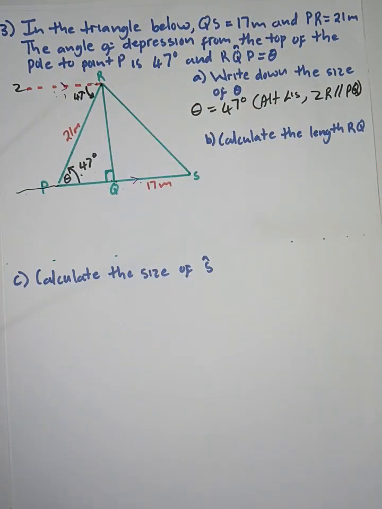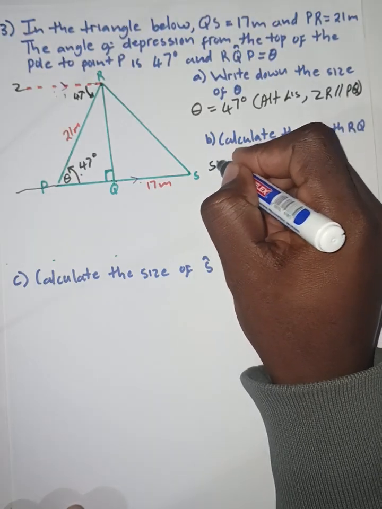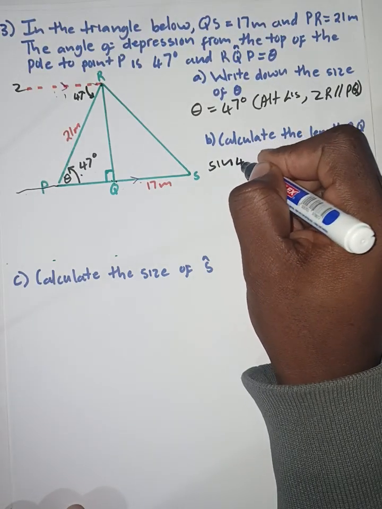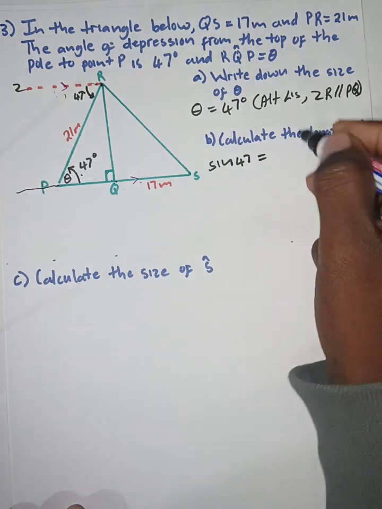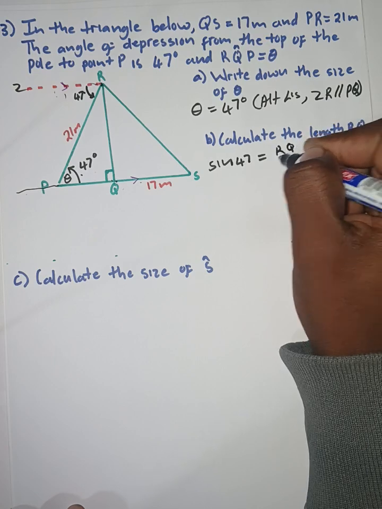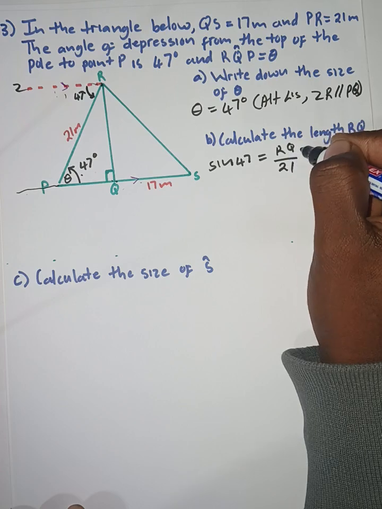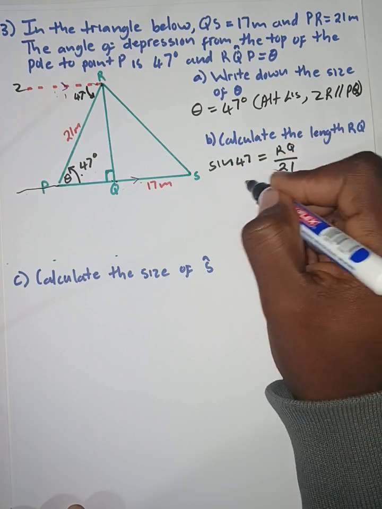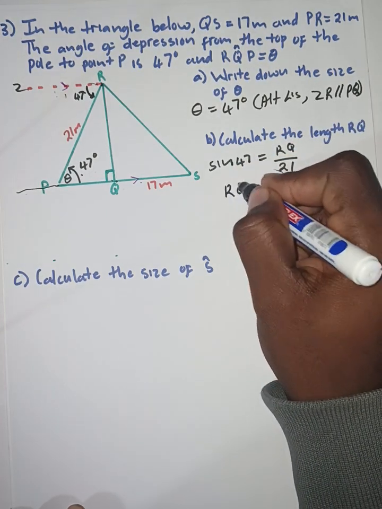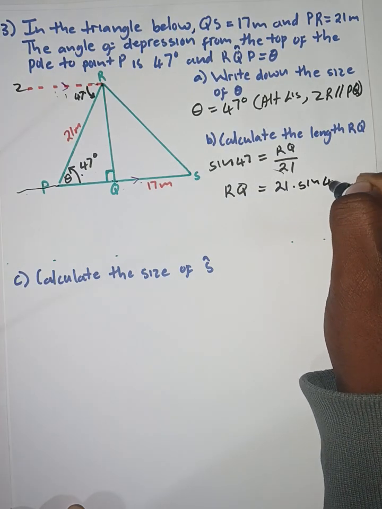So in this case, any trig ratio that I pick must have the opposite and, of course, what I'm given, the hypotenuse. And so in this case, you find out that would be the sine trig ratio. So it would be sine of 47 equal to the opposite, which is RQ, divided by 21. And to get RQ by itself, I would cross multiply there. So RQ would equal 21 multiplied by sine of 47.